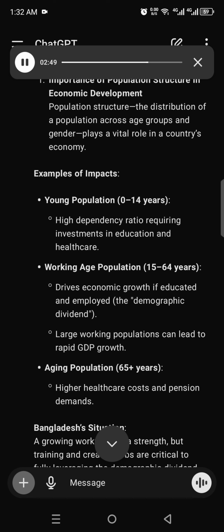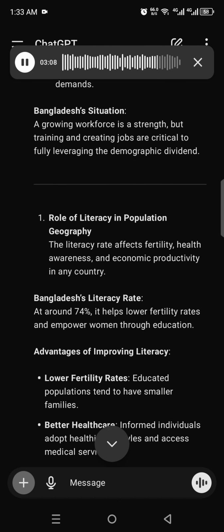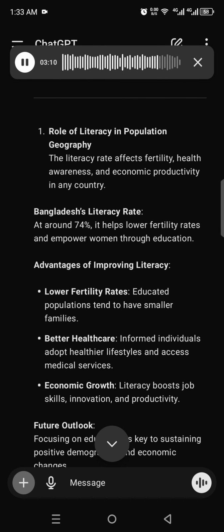Large working populations can lead to rapid GDP growth. Aging population, 65 plus years, higher healthcare costs, and pension demands. Bangladesh's situation. A growing workforce is a strength, but training and creating jobs are critical to fully leveraging the demographic dividend. 25. Role of literacy in population geography.